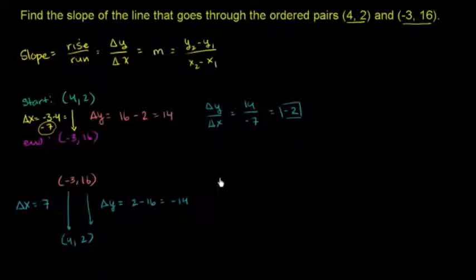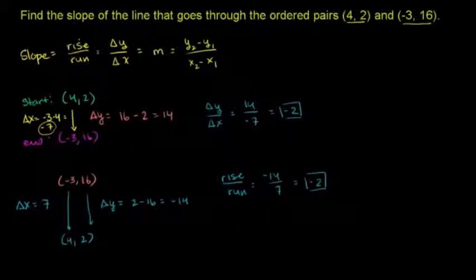This was our run. So if you say rise over run, which is the same thing as change in y over change in x, our rise is -14, and our run here is 7. So notice, these are just the negatives of these values from when we swap them. So once again, this is equal to -2.